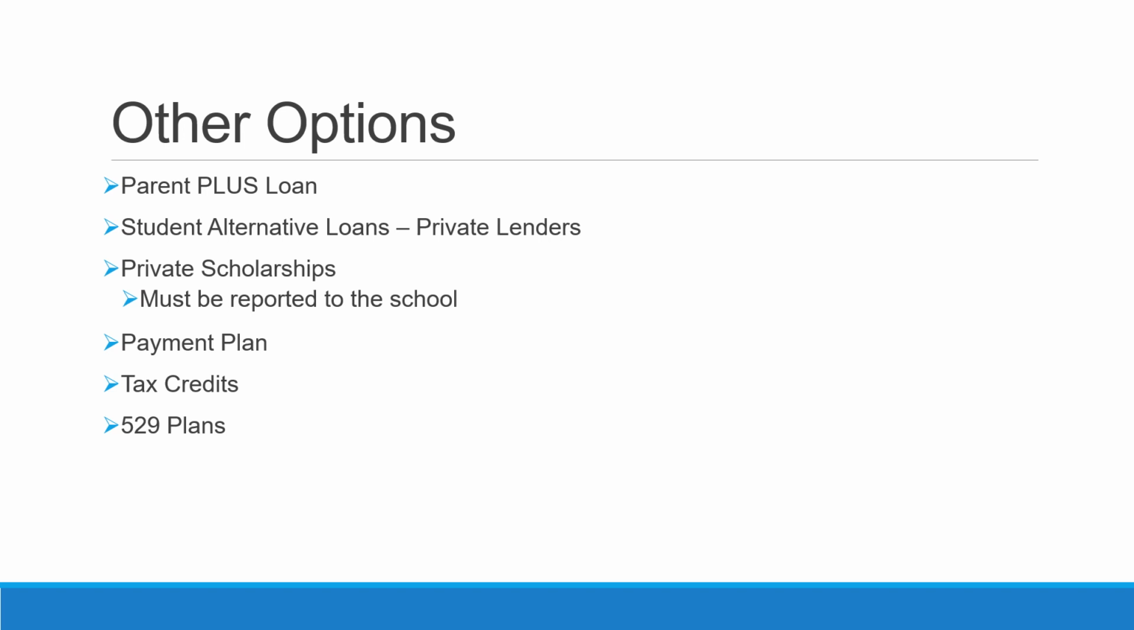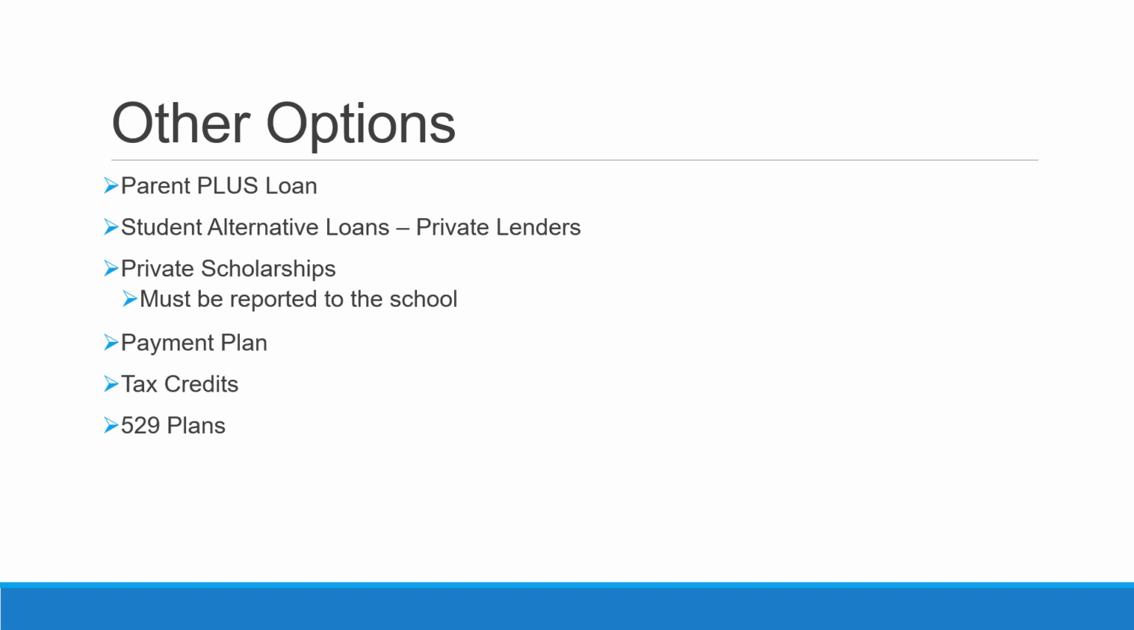We talked earlier about applying for private scholarships. If your student receives a scholarship, it's important to note that they must report all scholarships they are receiving to the school where they plan to enroll. Per federal regulation, all sources of financial assistance must be made known to your student's school.